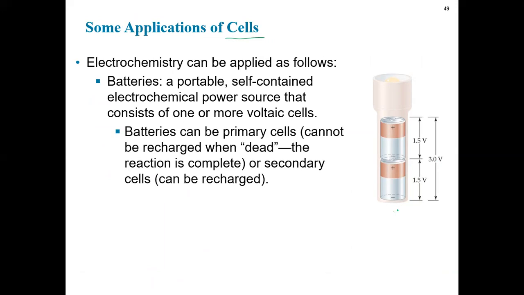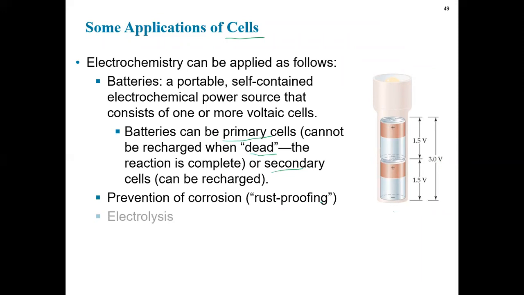So there are quite a few different types. First of all, some of those batteries can be charged and some cannot. Therefore, a primary battery you cannot charge. The secondary battery can be charged. And then the second usage of those cells is the prevention of corrosion, rust proofing. And then you have electrolysis, like what you are doing in this week's lab.